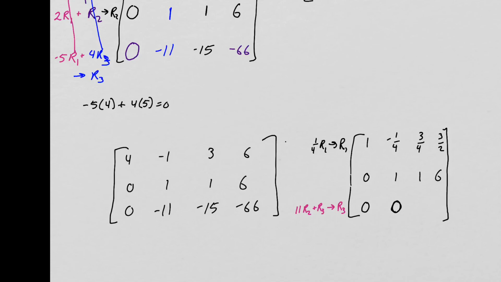So we do this. We do get 0 because 11 times 0 plus 0 is 0. 11 times 1 plus negative 11 is 0. Now for this next one, we're going to have 11 times 1 plus negative 15. That's negative 4. So put negative 4 right there. And 11 times 6 is 66 plus negative 66. That's nice. That's going to just go to 0. All right. So we're going to get 0 here.